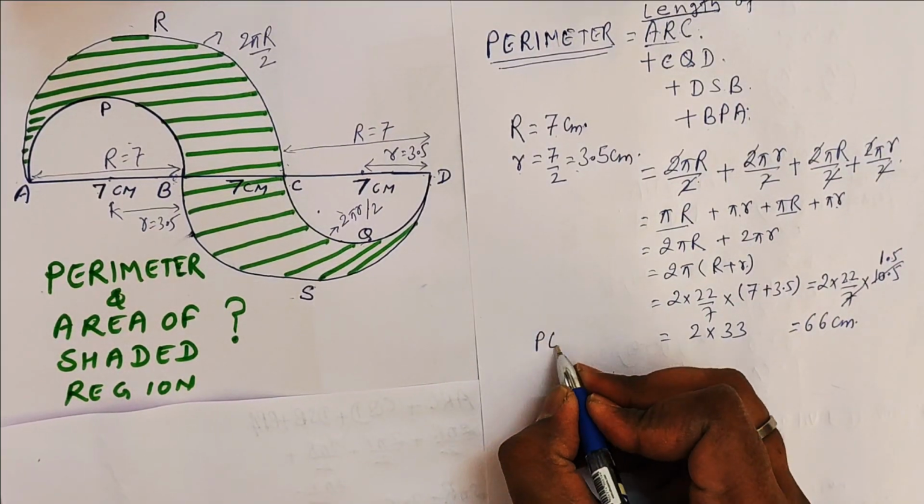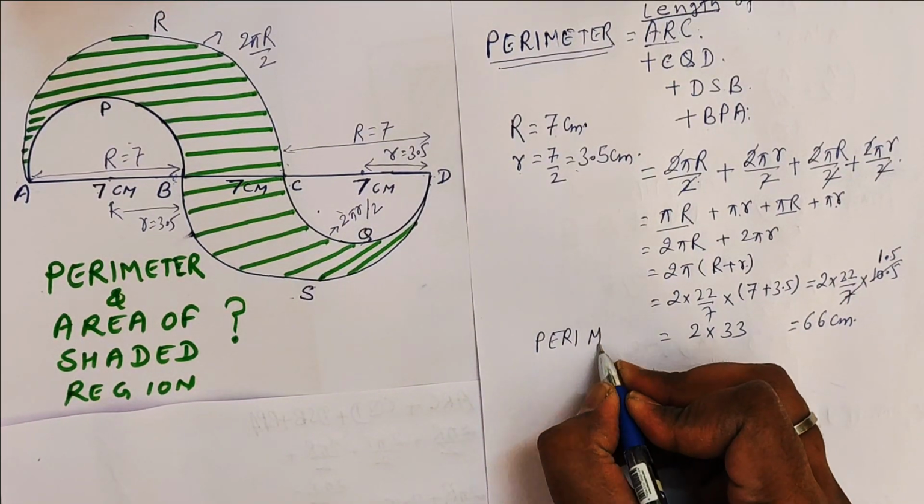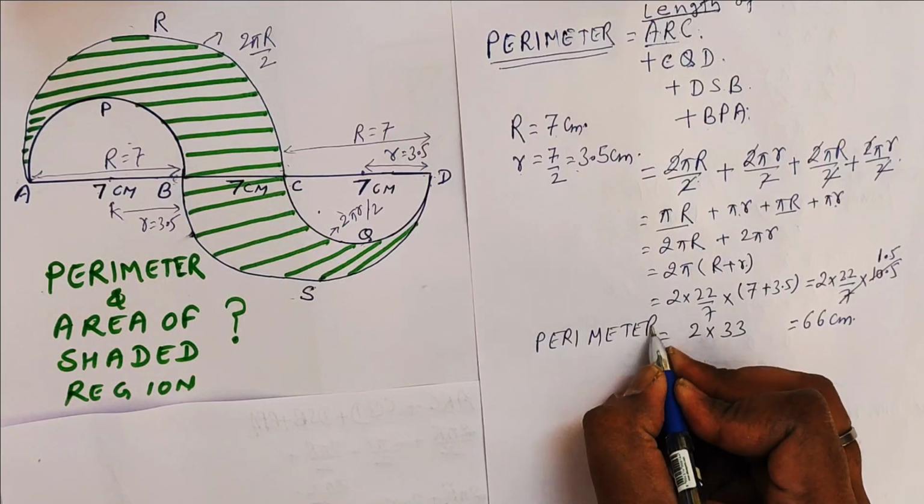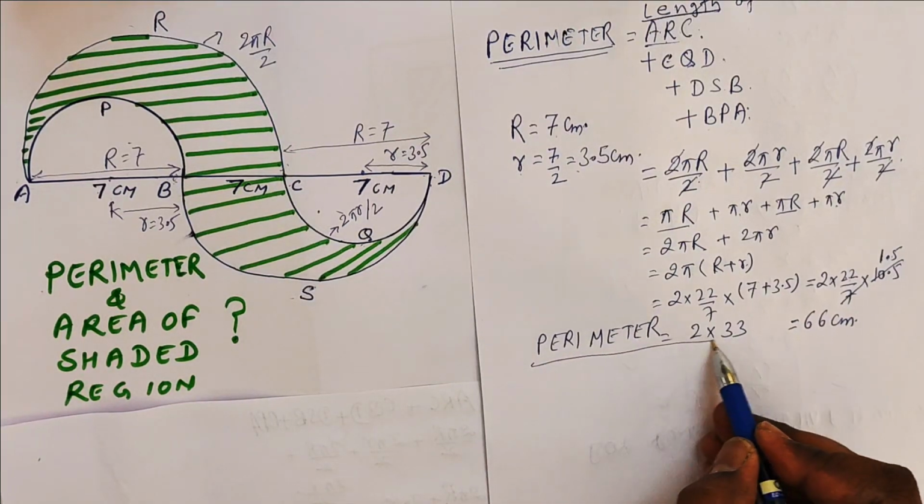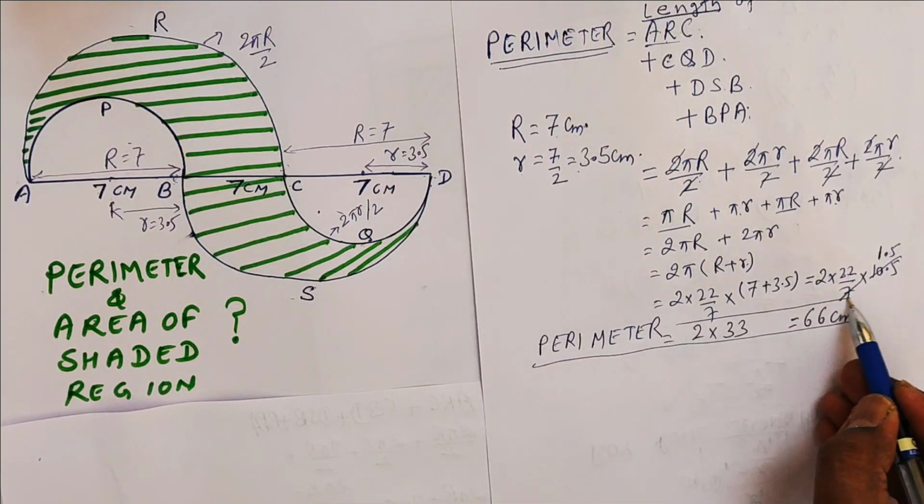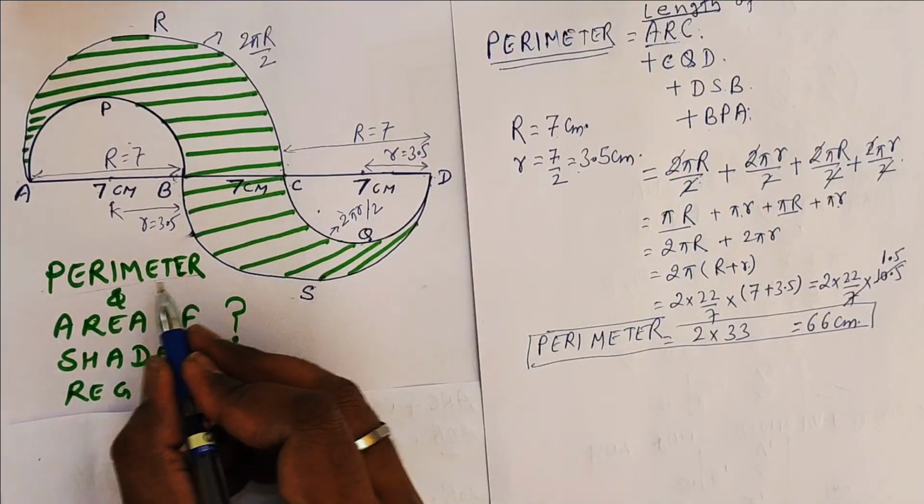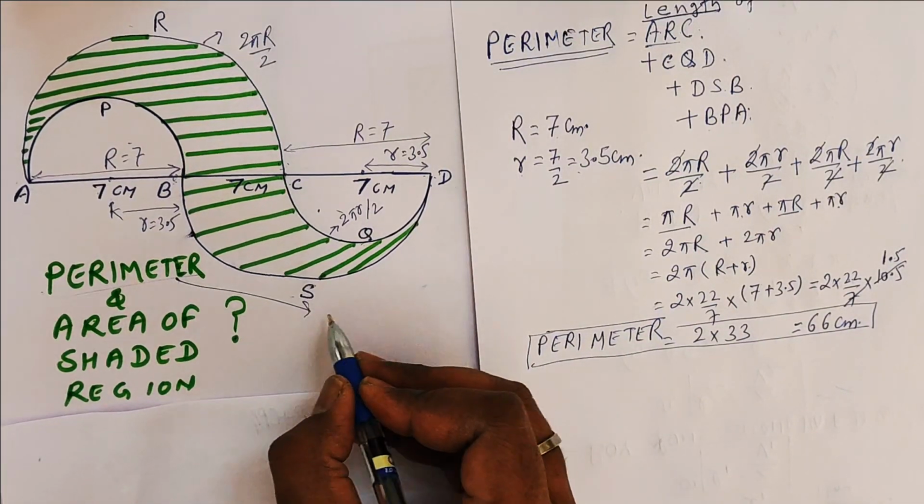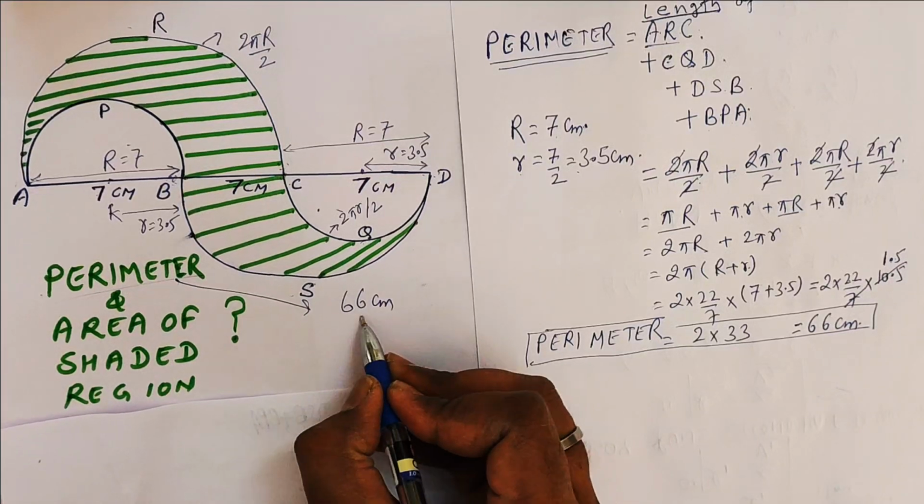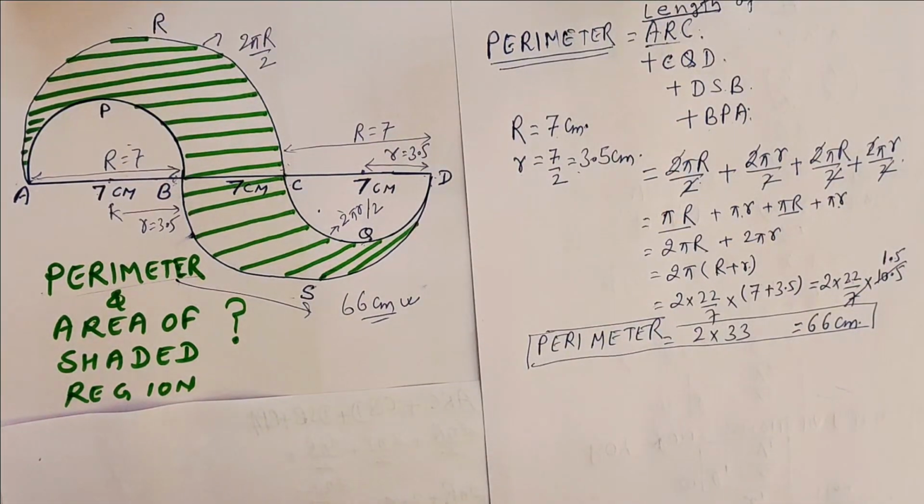So 2 into 33, that is 66 centimeter. This is the perimeter of our shaded region. This is now calculated. This is one of the answers to the required question, right? So the perimeter of the shaded region is calculated as 66 centimeter, which is our answer.